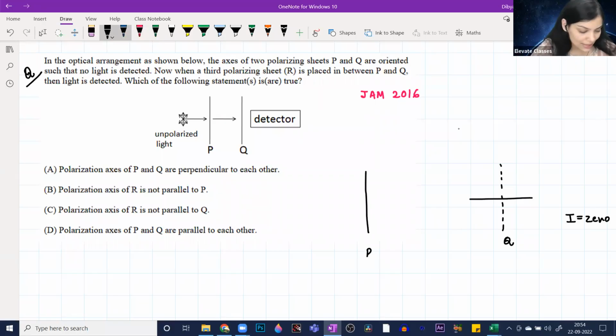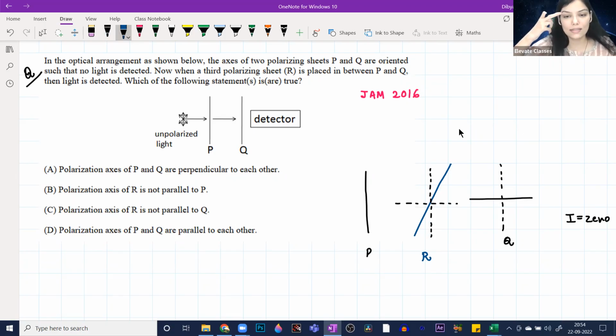So now what the question is saying is that we insert another polarizer in between P and Q. So here I randomly chose, let us say, this is the polarizer R. The one I have drawn in blue is the pass axis of the polarizer. So this is making some angle theta with respect to the y axis. So let me draw the coordinates. This is my x, this is my y.